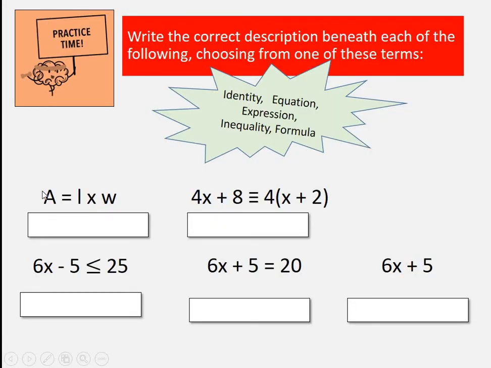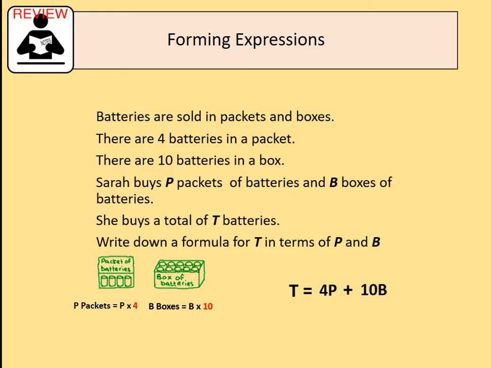So then you had some practice, and using that information that we've just looked at, you could see that this is a formula because it just has letters. This is an identity because it's identical to. This is an inequality. We can recognise it from the inequality sign. This is an equation, and this is an expression because it doesn't have an equal sign.